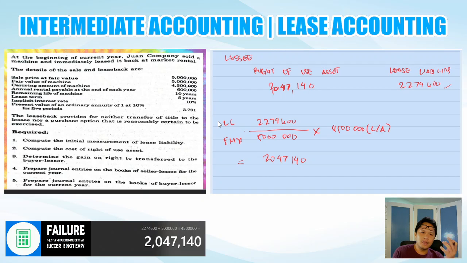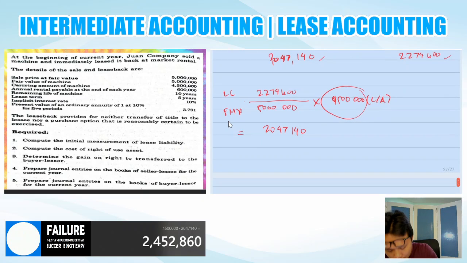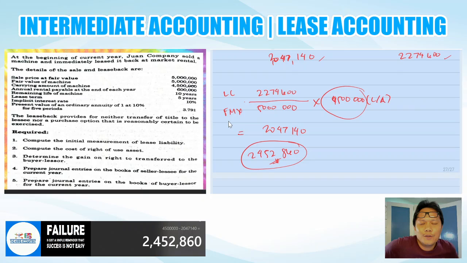Next. Because we saw that not all of the asset was sold, there is also that portion that was already sold. If we look at this computation, the total carrying amount of the asset is 4,500,000, and only 2,047,140 was retained. So basically, we have sold 4,500,000 less 2,047,140, or 2,452,860.